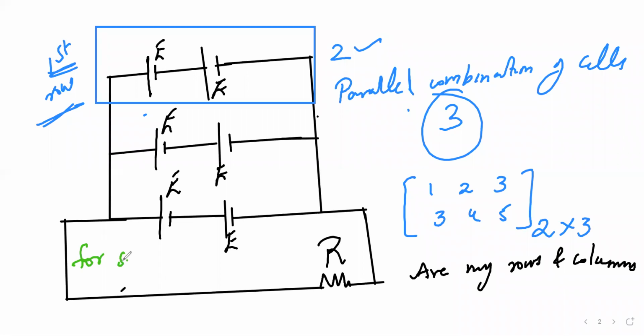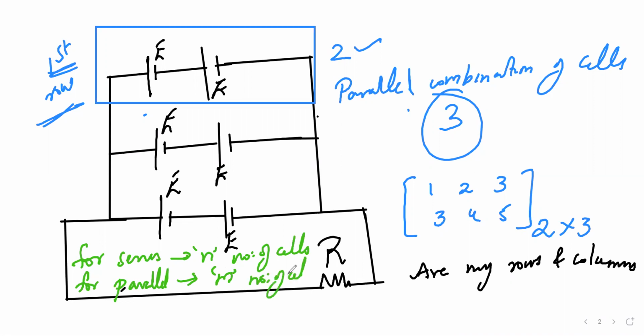So what I will do is, I'll write down here. For series, I'll take N number of cells in series. For parallel, I take M number of cells, because in all the cases, it cannot be equal. So that's the reason I'm using a different variable. And everything has got an internal resistance of small r.